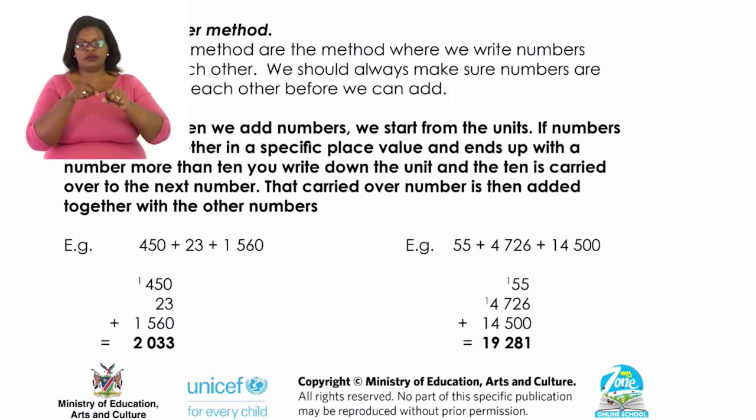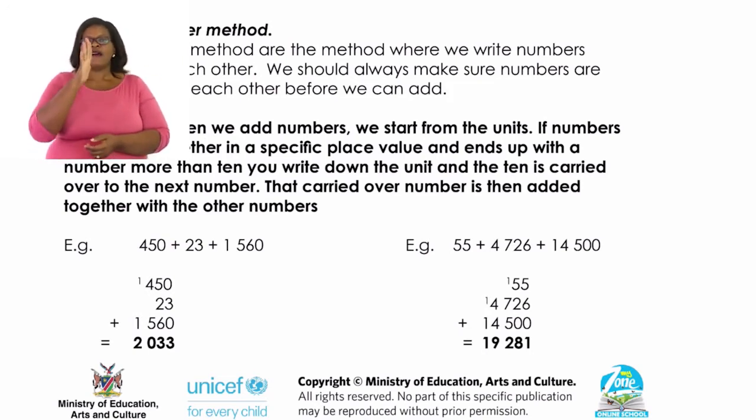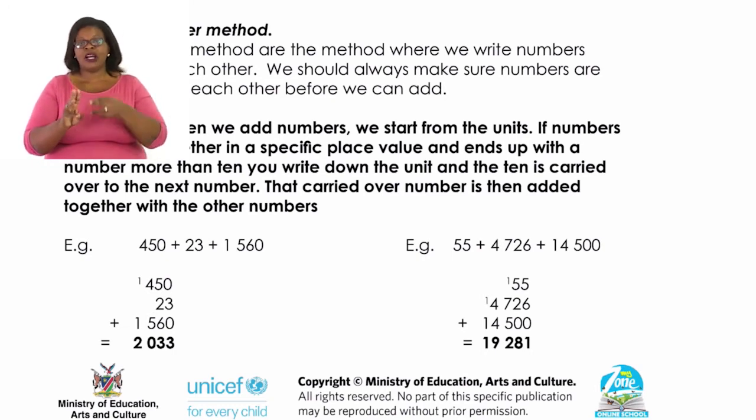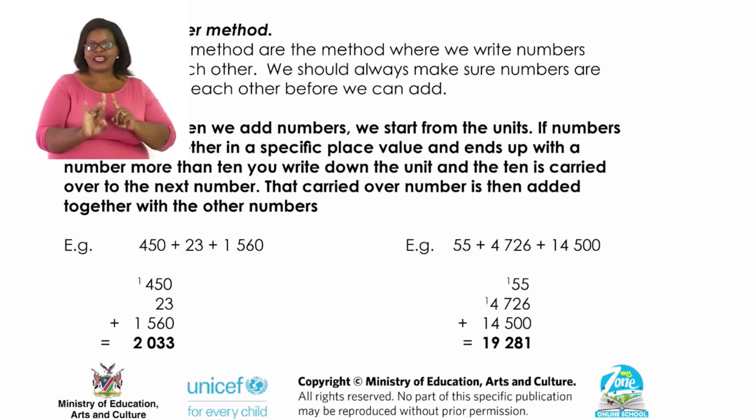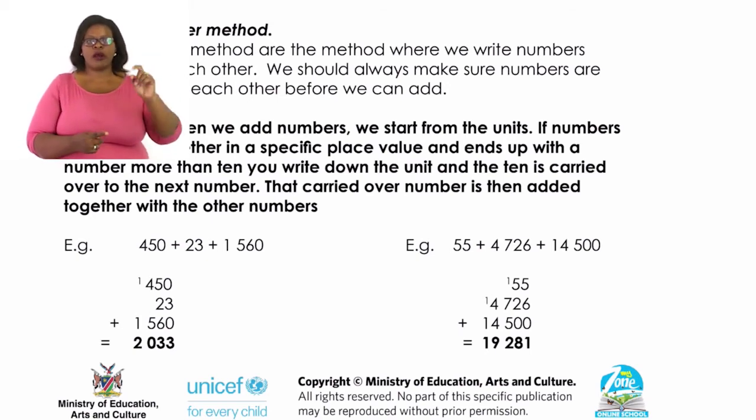Now let's add. 5 plus 6 is equal to 11, plus 0, it's still equal to 11. We write down the 1 and we carry the other 1 over. Then 5 plus 2 equals 7, plus 0 equals 7, plus the 1 that we needed to carry over, and that is equal to 8. Now we add the hundreds. 7 plus 5 equals 12. We write down the 2 and we carry the 1 over.